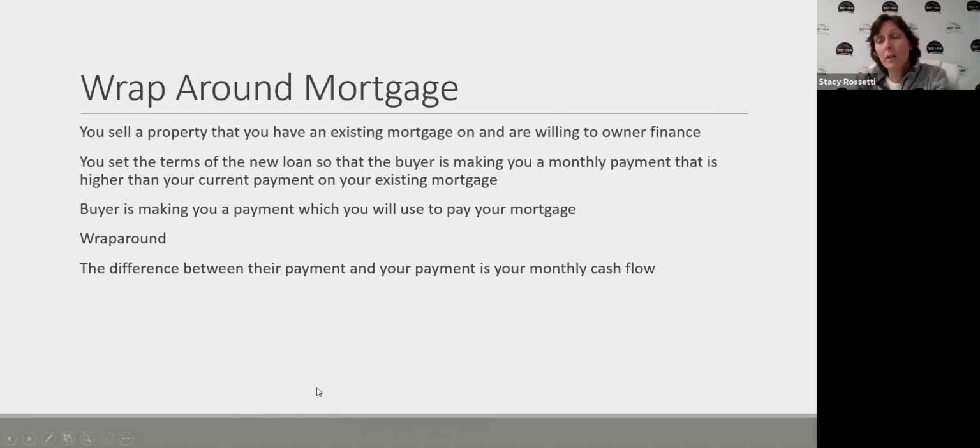Wraparound mortgages. This is somebody that wants to sell their property, and it's got some equity in it. Then you can come in and put another mortgage around that, and it's called a wrap. This is a creative deal structure, and you will hear more and more about this over the course of the next couple of years.